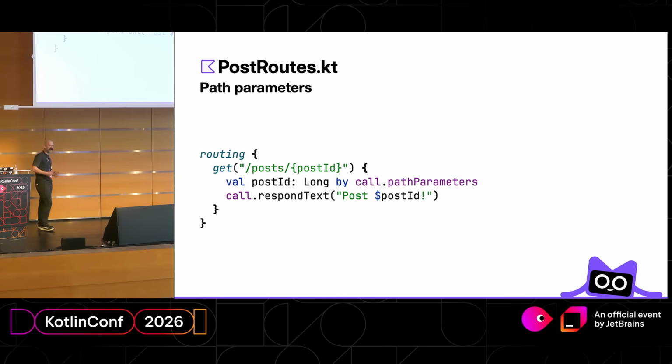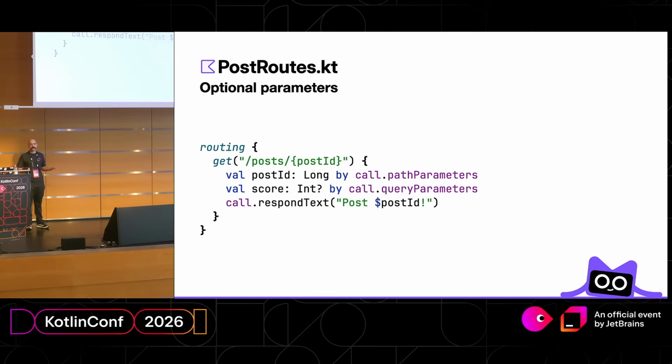But it can go beyond that, because property delegation can see the type. It can also convert to types like long, right? And it is of course also supported for path parameters. And in the case that the incoming query parameter or path parameter is not of type long, Ktor will again send a bad request to the user.